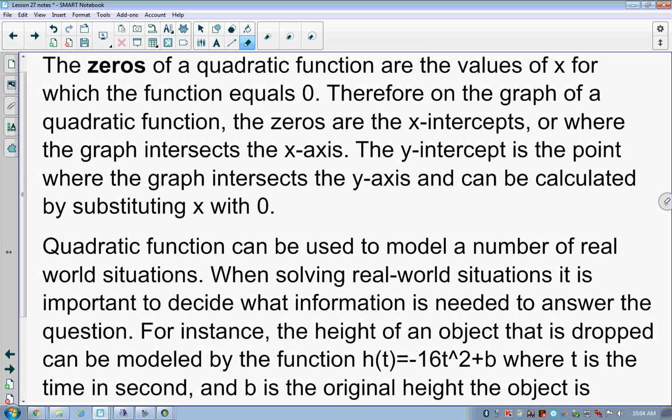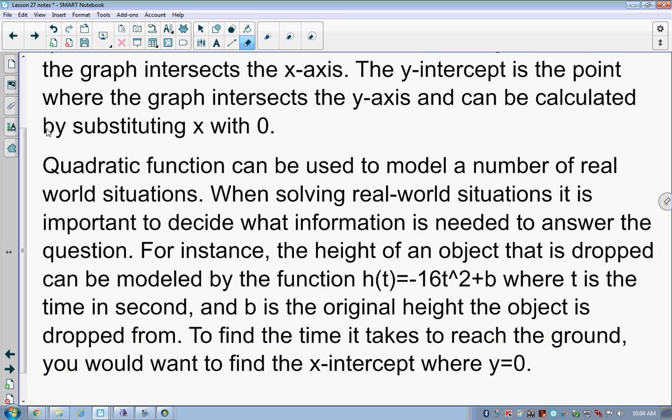Quadratic functions can be used to model a number of real-world situations. When solving real-world situations, it's important to decide what information is needed to answer the question. For instance, the height of an object that is dropped can be modeled by this function. And you'll see this later on in other questions.